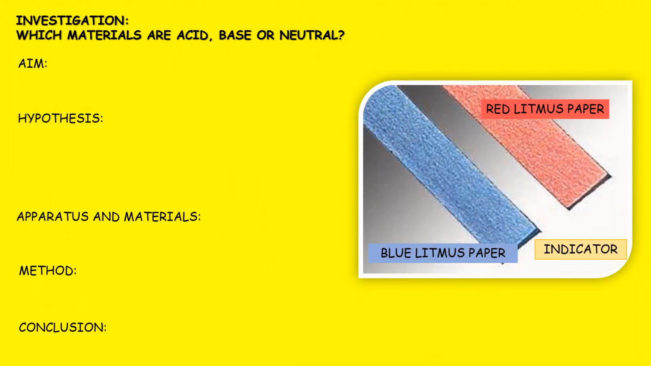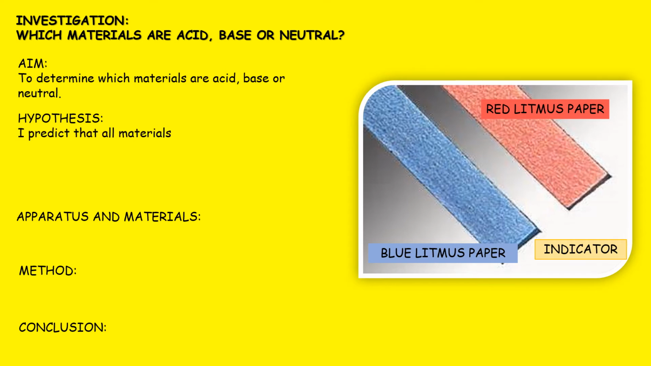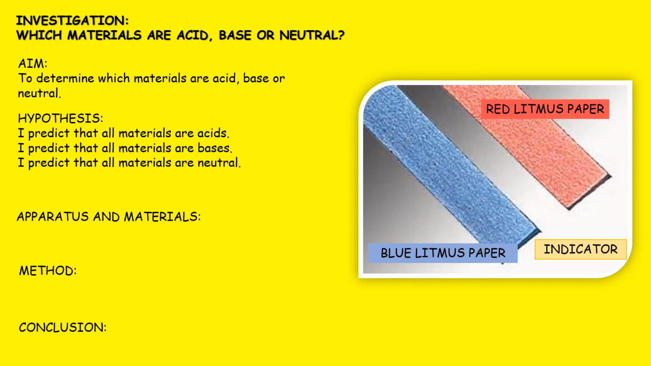Let us conduct an investigation using red and blue litmus paper. We are asking the question, which materials are acid, base or neutral? So, our aim for this investigation is to determine which materials are acid, base or neutral. Can you formulate a hypothesis for this investigation? What do you predict? I predict that all materials are acids. Or I predict that all materials are bases. Or I predict that all materials are neutral. Or I predict that different materials are acid, base or neutral.